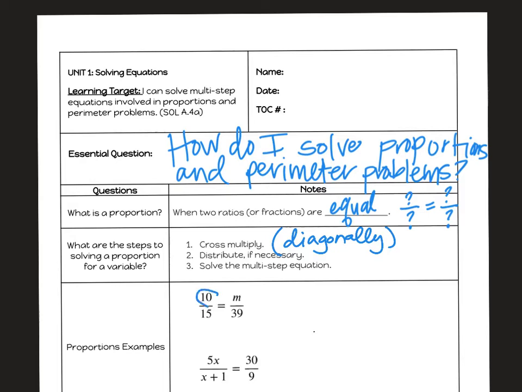So I'm going to go ahead and start cross multiplying. I'm going to get 390 equals 15m. Then I want to solve for my variable, so I'm going to divide by 15 on both sides, and so I'm going to get m equals 26.